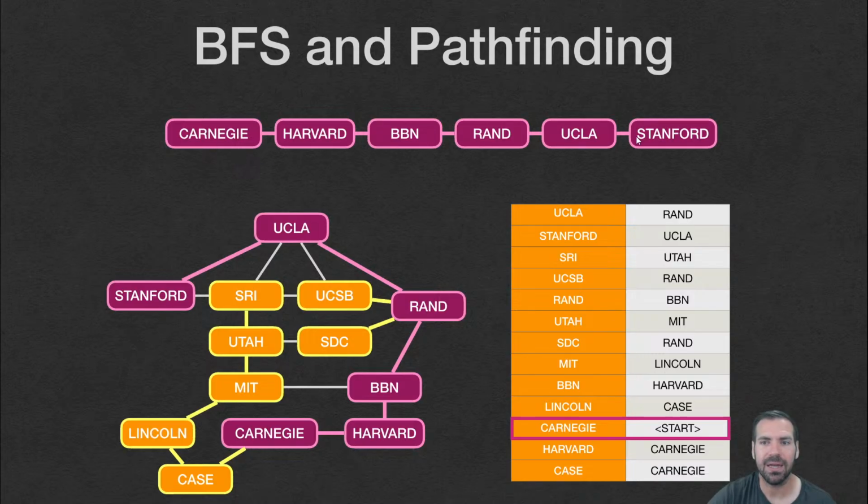From Carnegie to Stanford, we have our shortest path by tracking just a small amount of information. Each node remembers where it came from, and then we build the path backwards. And when this is a linked list, we're prepending. We prepend each node. Very efficient operations. Very clean way to get this path.